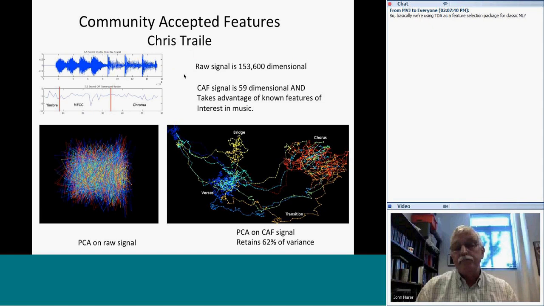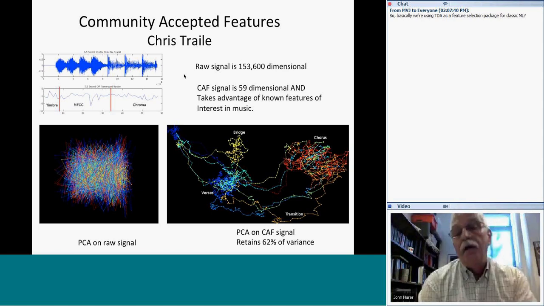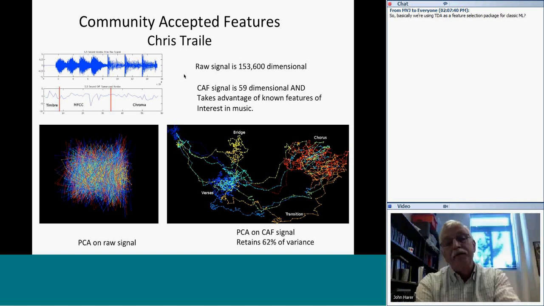Okay, John, are these community-accepted features functorial? I mean, if you change the window size, would you get a linear mapping between the community-accepted features? Yes, some, no. I guess I don't know these particular 59 features well enough to answer that. Some are based on making form modes, that kind of thing. Others, something like timbre, I don't know. That's a good question, Peter.